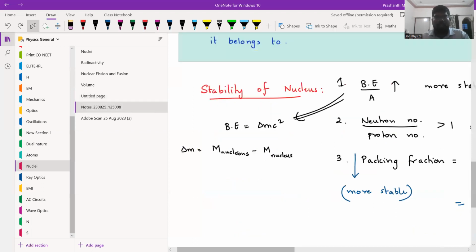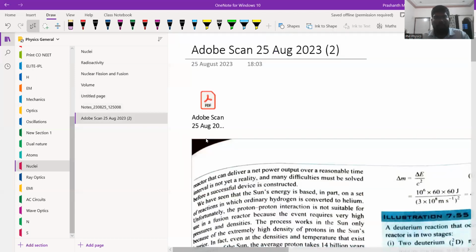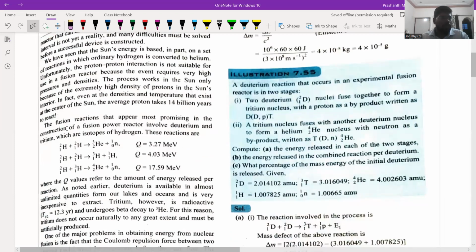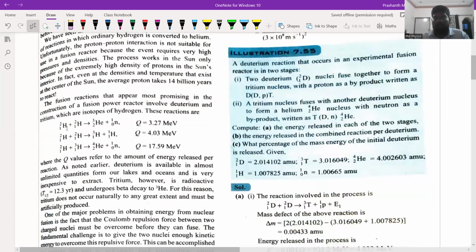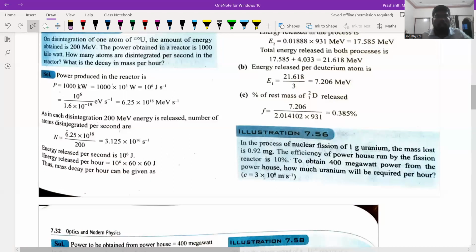So we have seen the applications. Now coming to the questions, we can solve questions based on them. Are there any questions based on radioactivity and finding the Q value and binding energy?